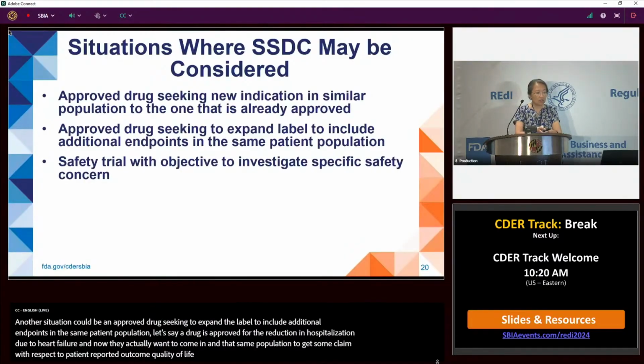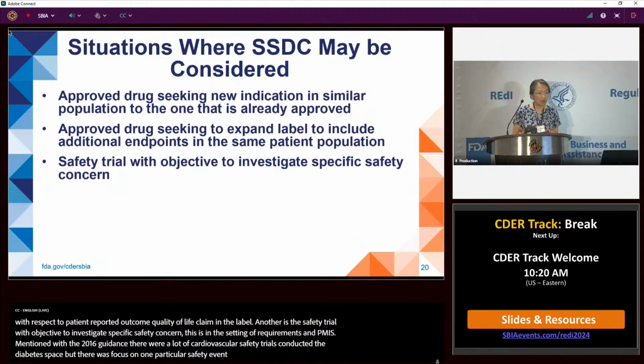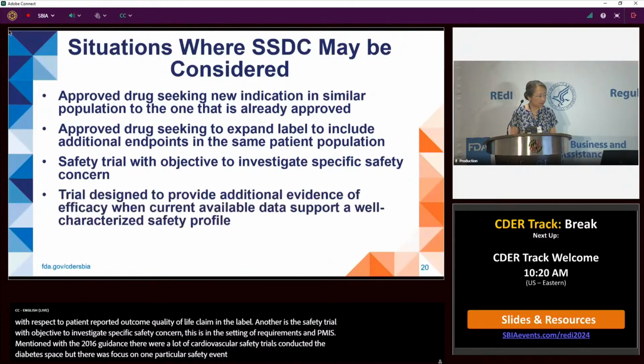Another one is a safety trial with an objective to investigate a specific safety concern. This is particularly in the setting of, on the FDA side, FDAAA requirements and PMRs. I mentioned that when we had the 2016 guidance, there were a lot of cardiovascular safety trials being conducted in the diabetes space. Well, those were very focused on one particular safety event, and that's where it could be targeted. Some of the other non-serious or safety issues may not be as important to collect, and you can reduce collection in those other events.